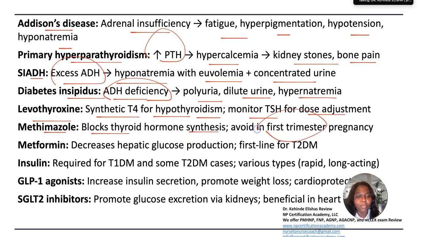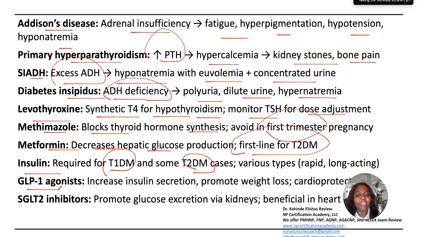You want to avoid them in the first trimester. Metformin would decrease hepatic glucose production. It is the very first line for type 2 diabetes. With insulin, we need it for type 1 diabetes. In cases of type 2 diabetes, when we have resistance to metformin, we're going to go to insulin as well.